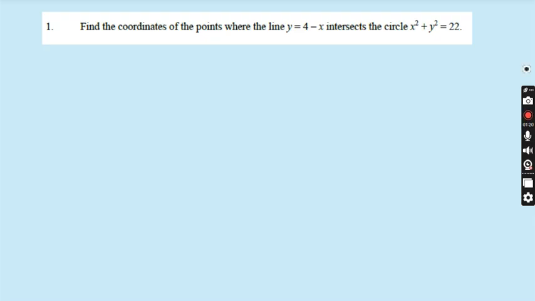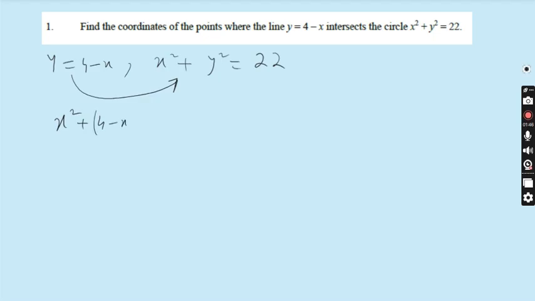Find the coordinates of the points where the line y equals 4 minus x intersects the circle x square plus y square equals 22. So this is equation number 1. Put this value of y equals 4 minus x in the equation of the circle. So x square plus (4 minus x) square equals 22. Expand (4 minus x) square: 16 minus 8x plus x square equals 22.